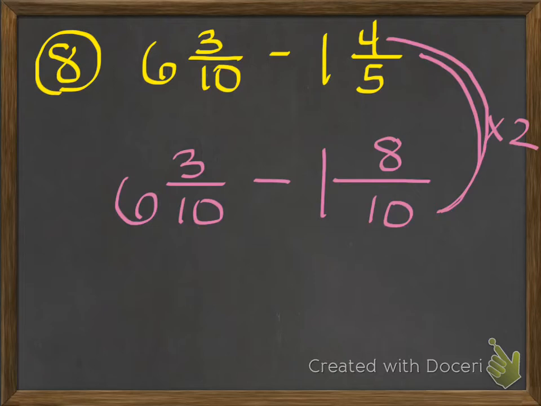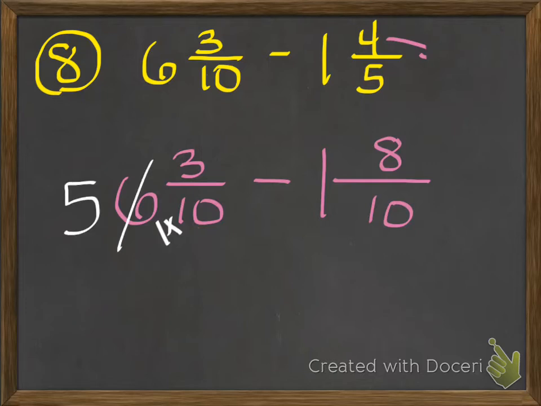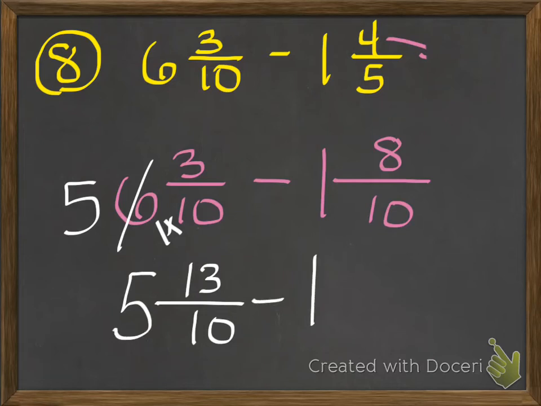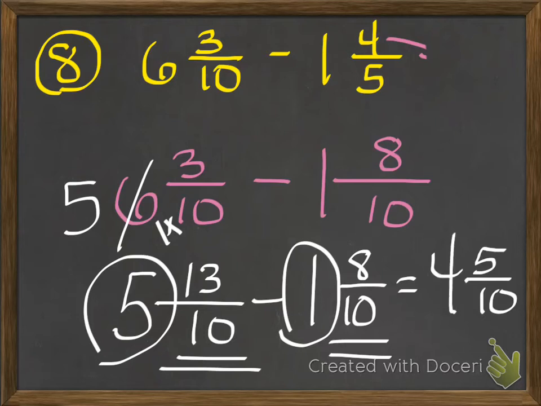Okay, same sort of problem where I have a fraction where the numerator that I'm subtracting from is smaller than what's being subtracted. So I'm going to have to rename the fraction. I'm going to take away 1. 1 times 10 is 10, plus 3 more is 13. So I have 5 and 13/10 minus 1 and 8/10. Subtract the fractions first. 13/10 minus 8/10 is 5/10. And then I can subtract the whole numbers. 5 minus 1 is 4. I have 4 and 5/10.